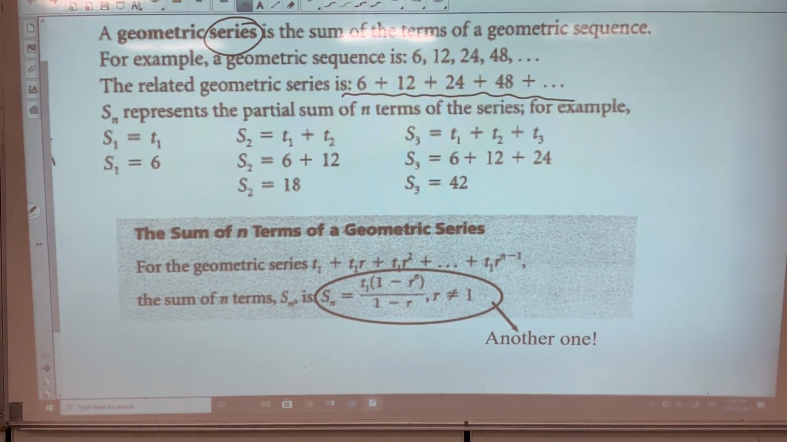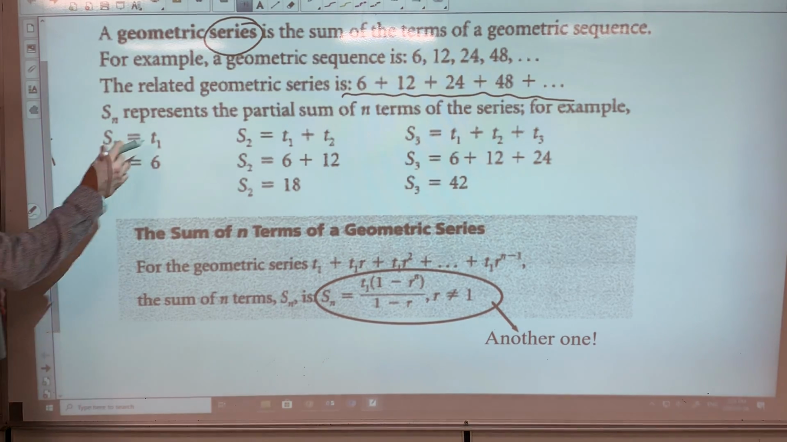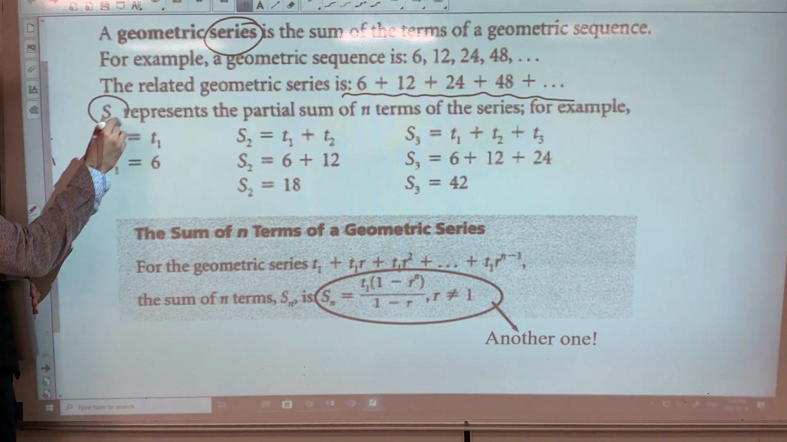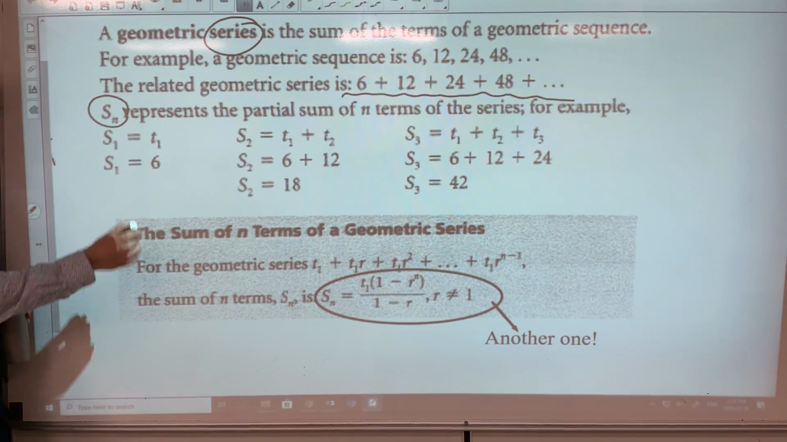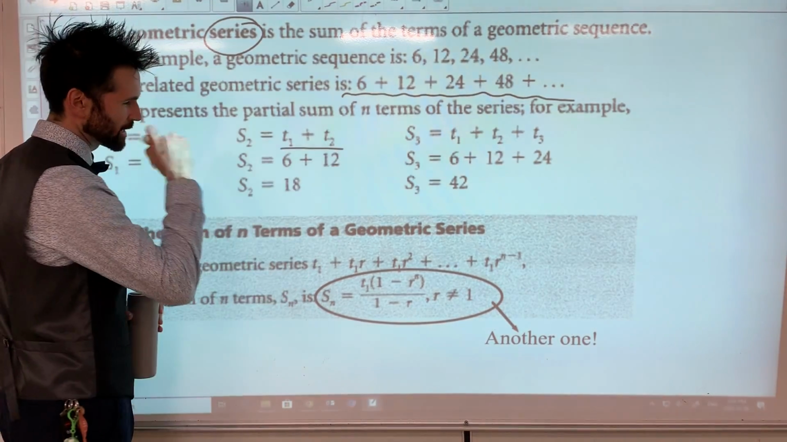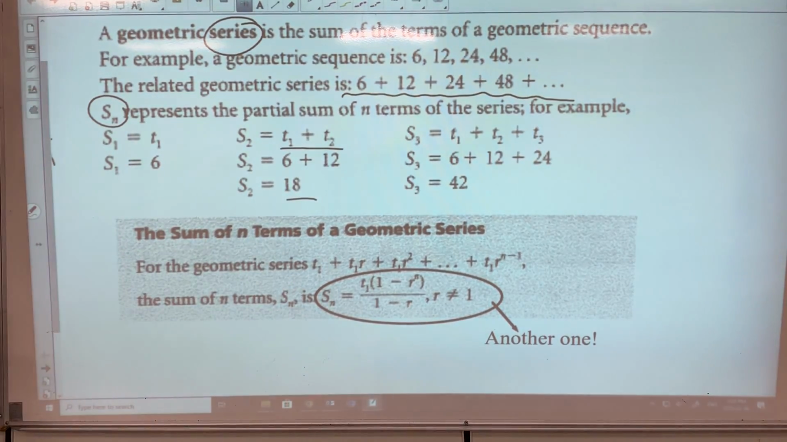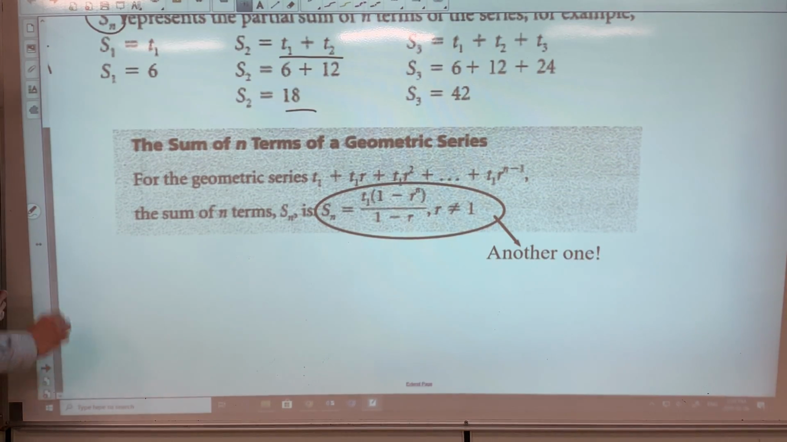Okay. Where were we? Yeah, so that's the series. So here's the sum, right? Remember, Sn means the sum. Sum of the first term is that. Sum of the first two terms is adding up the first two terms. You guys get it, right? Yes. So again, we don't spend a lot of time deriving this formula.